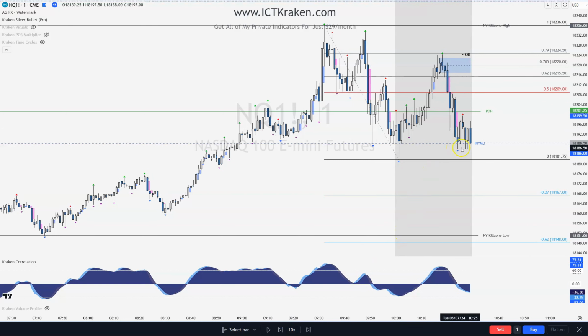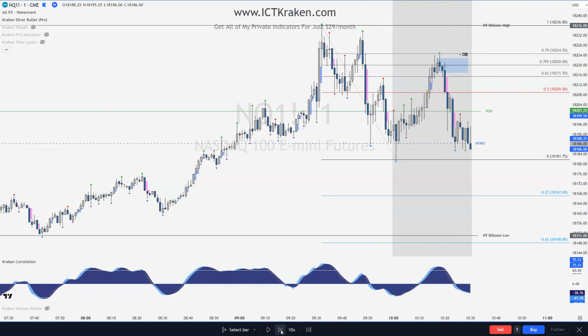I don't like how it's stalling right here either. Let's see if ES. So there is some SMT building right here with ES. Again, I don't care about the Dow right today on this instance because it's kind of doing its own thing.